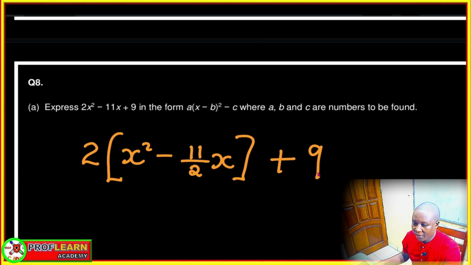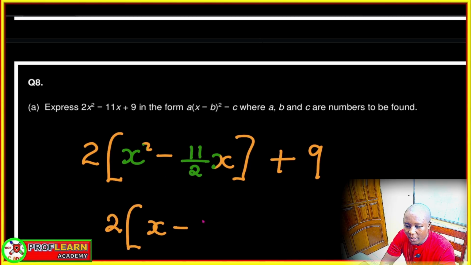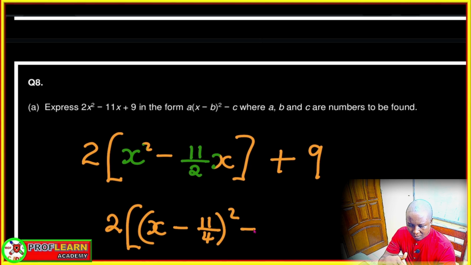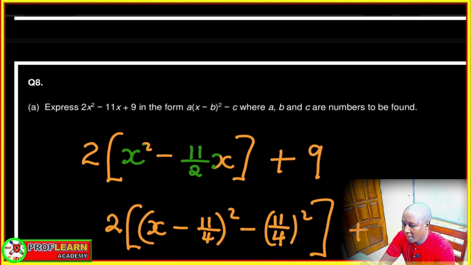Factorizing the first two terms, we shall have x squared minus 11 over 2 x. We find a half of this particular number, 11 over 2, and a half of 11 over 2 is going to become 11 over 4. So we write x minus 11 over 4 in brackets squared. Then we subtract the square of 11 over 4. Always, even if the number inside is positive or negative, you subtract the square of the number that is inside. So we subtract 11 over 4 squared, and then we say plus 9.